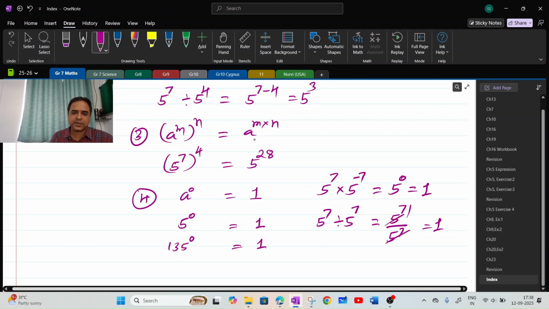Here you can go with that rule also, 5 to the power 7 minus 7, which is 5 to the power 0, it is giving you 1. So this is what it is showing. This is how it is happening.